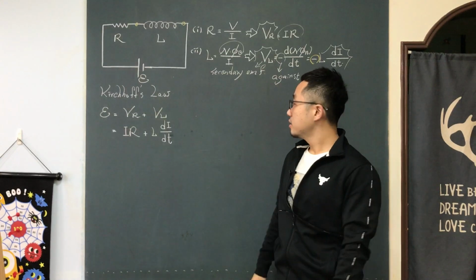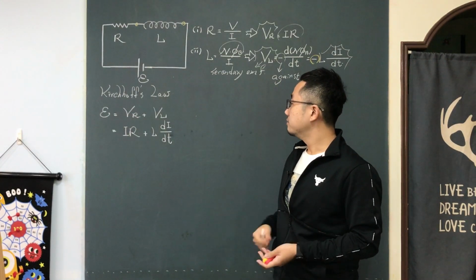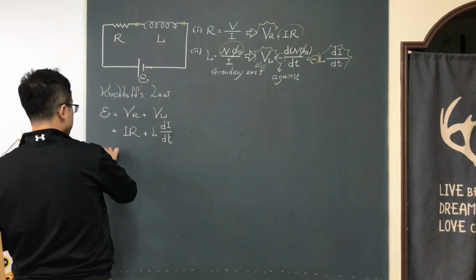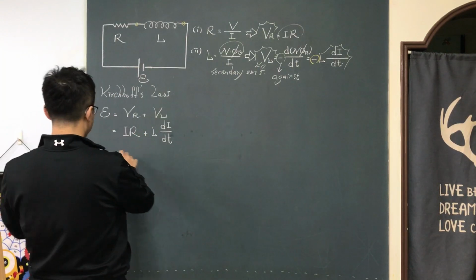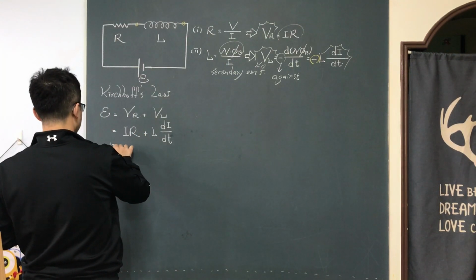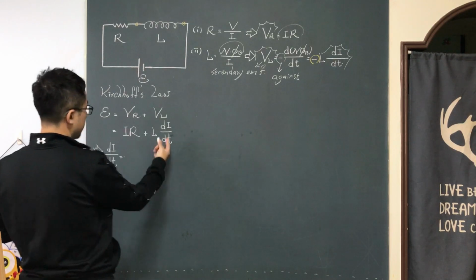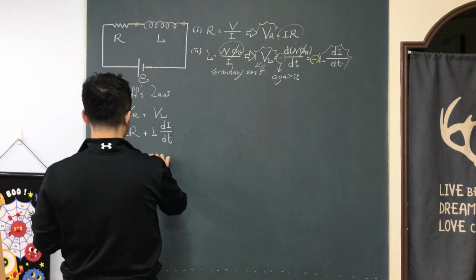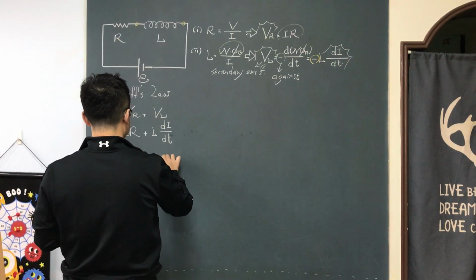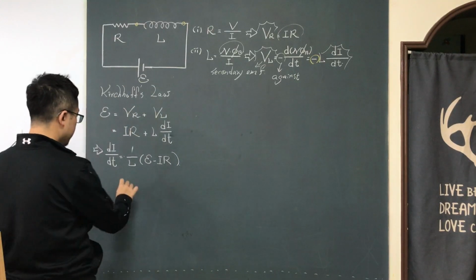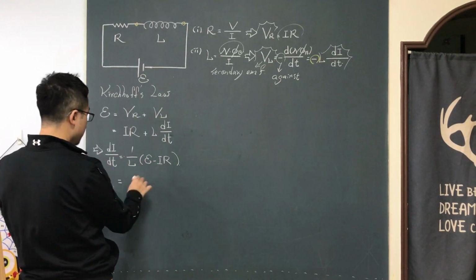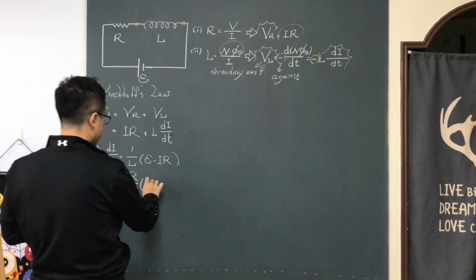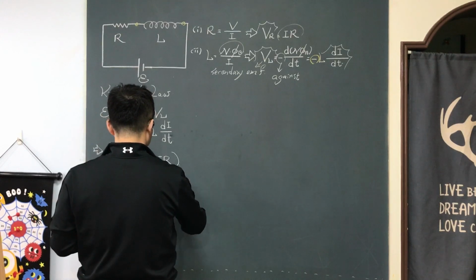So let's do some simple calculus. First, let me rearrange it. The di by dt is equal to 1 over L times epsilon minus I R. Let's keep going. I can pull out the minus R over L, times I minus epsilon over R.